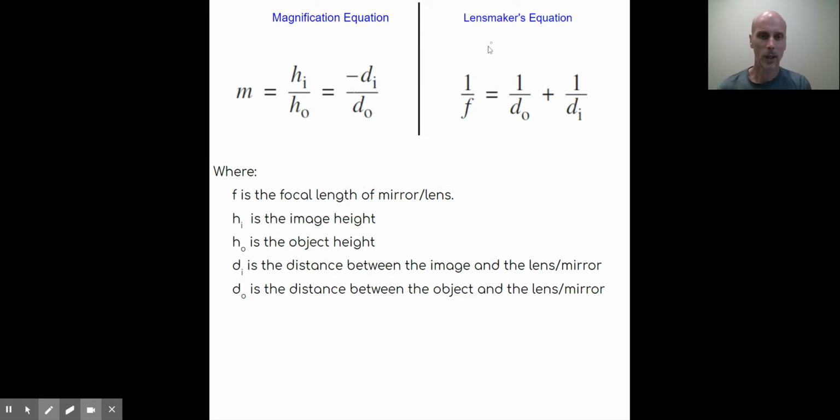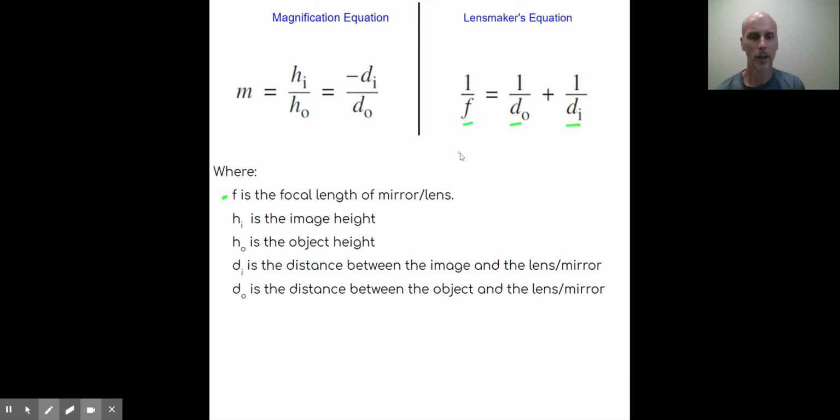Let's take a look at the Lensmakers equation then. The Lensmakers equation gets a little more interesting. It says that 1 over f, where f is the focal length of the mirror or lens, is equal to 1 over dO plus 1 over dI. So from an equation point of view, with really just three variables, it relates dO and dI.